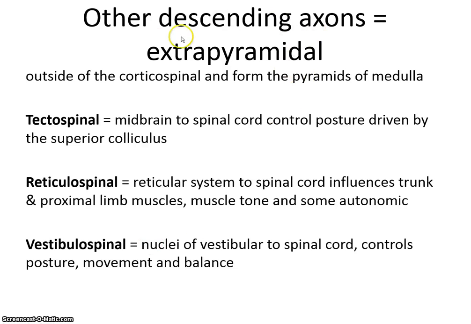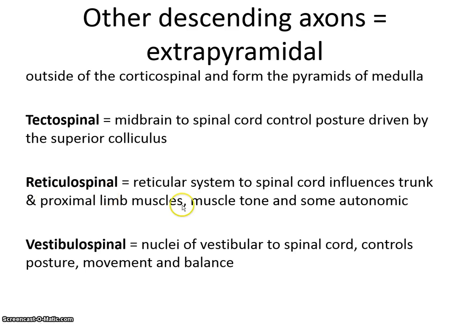Other descending axons, known as the extrapyramidal, so they're outside the corticospinal and form pyramids of the medulla. Remember, there's two large swellings on the medulla, and we call those the pyramids. So there's tectospinal, and that may not be so obvious as a descending tract, except for the fact that it ends in the spinal cord. So this is actually the midbrain to spinal cord, and controls posture.